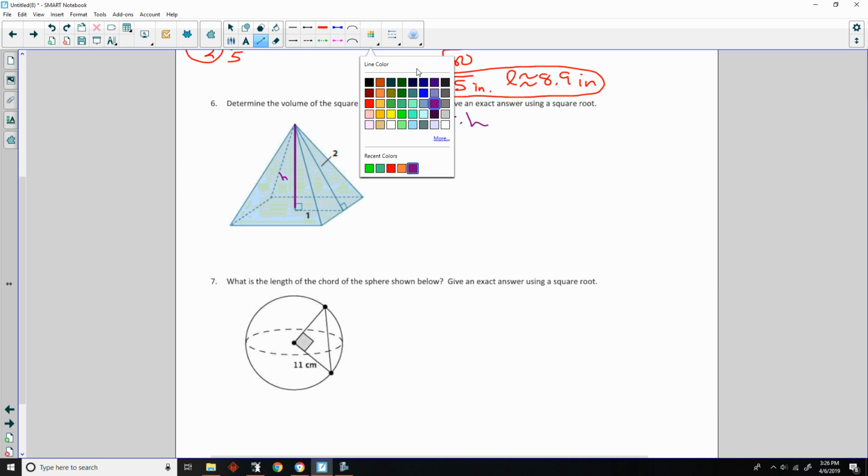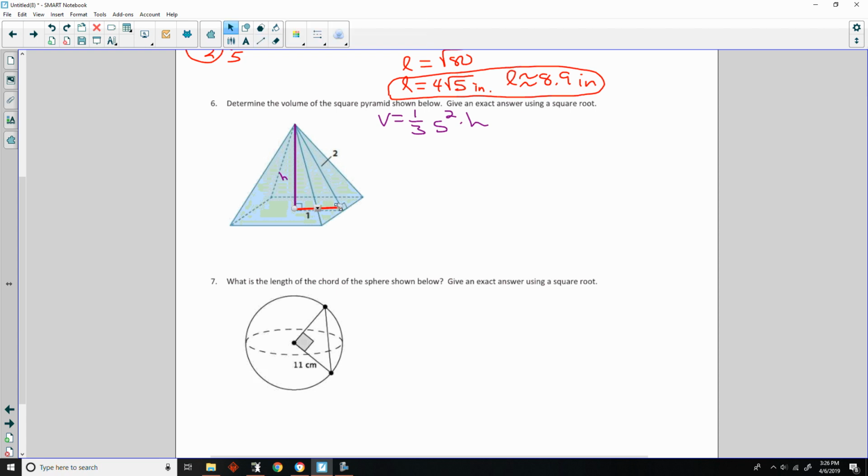So let me point something out to you. If this is 1, then if I slide it over to here, that is 1. And since it's halfway, I make a copy, and that is 1, and that is 1, then the whole thing is 2. So my side is 2.